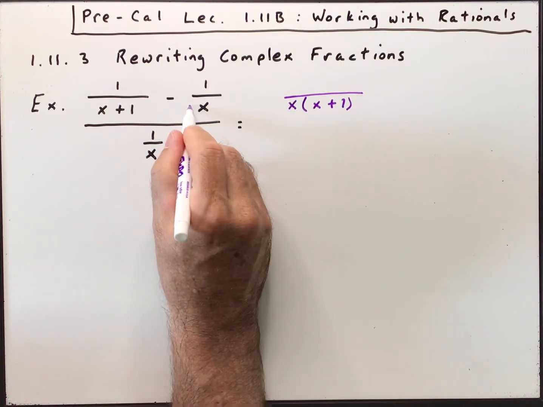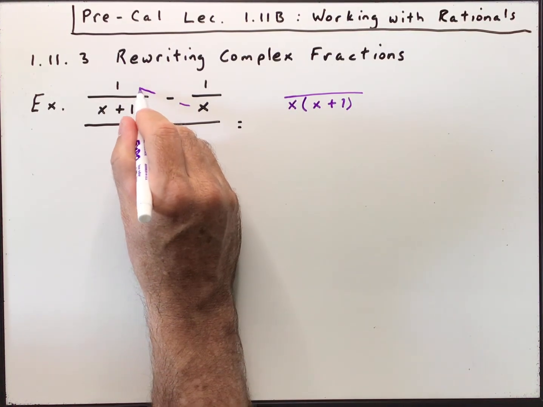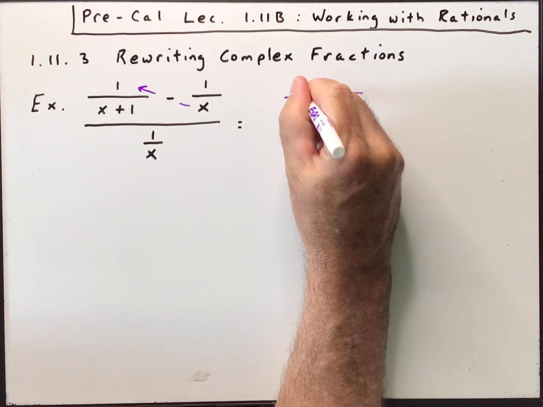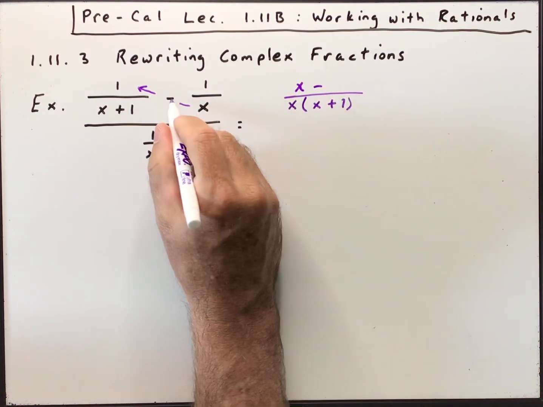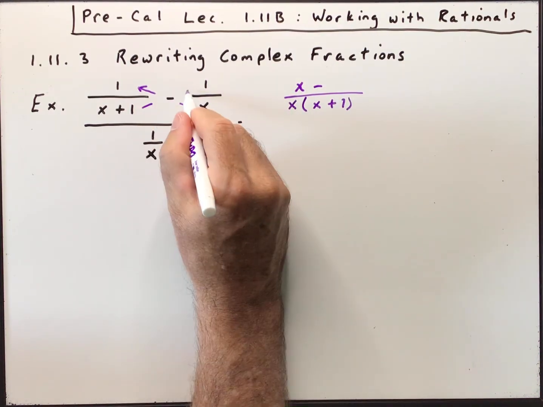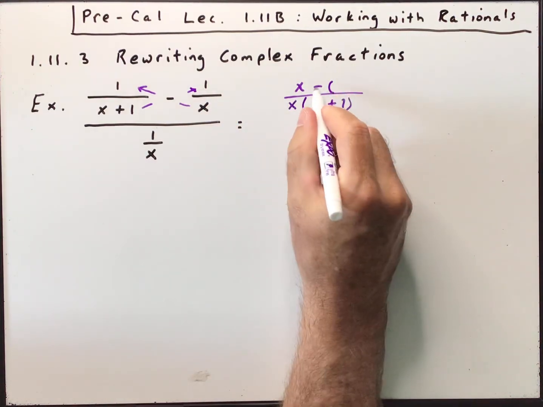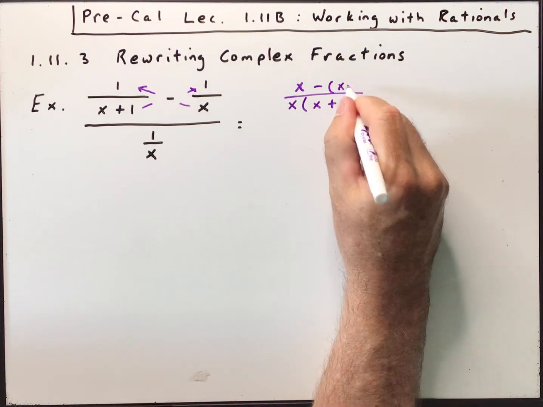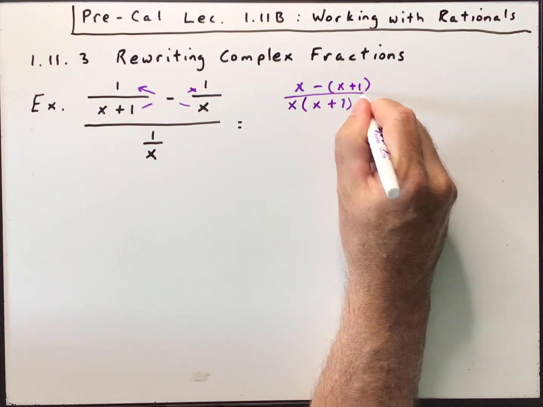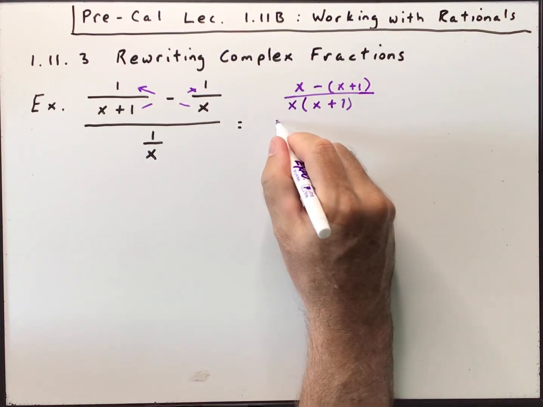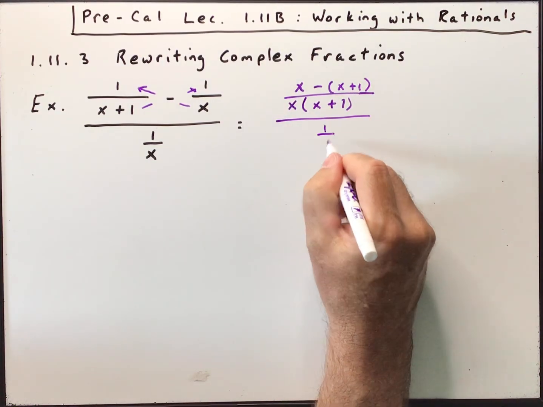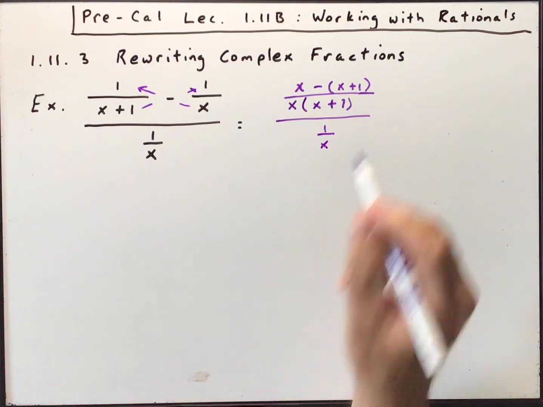And then we're going to bring this x up here. And then it's a minus, and we're going to bring this x plus 1 over here. But we have to put it in parentheses because it's a minus, because we're going to have to distribute that negative sign all over 1 over x. You can't forget that. We'll deal with that at the end.